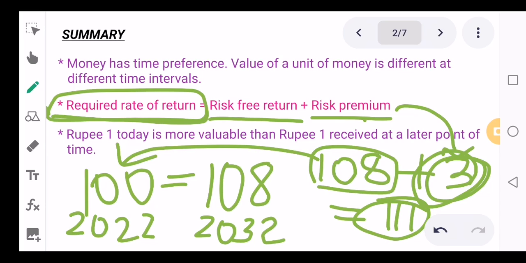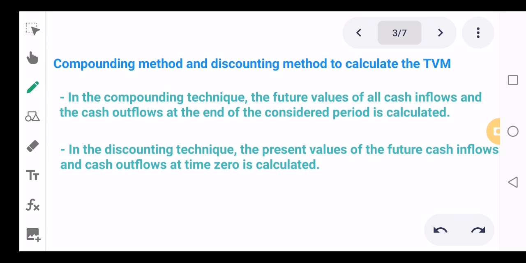Okay, now this is a summary. Let's go to today's topic. Today's topic is compounding method and discounting method. We have seen what time value of money is. So, there are two methods to calculate this time value of money. These two methods are compounding method and discounting method.